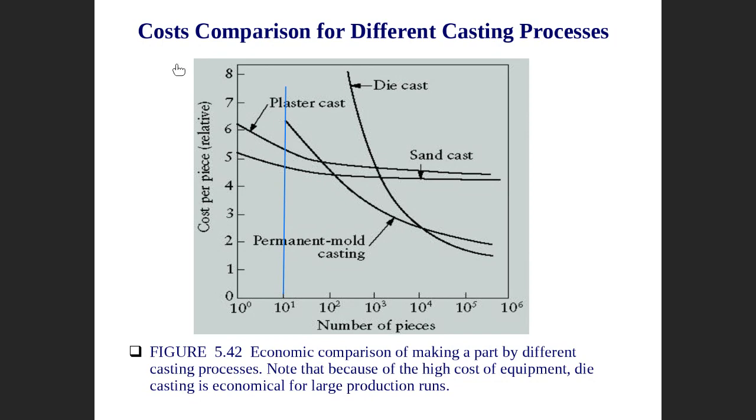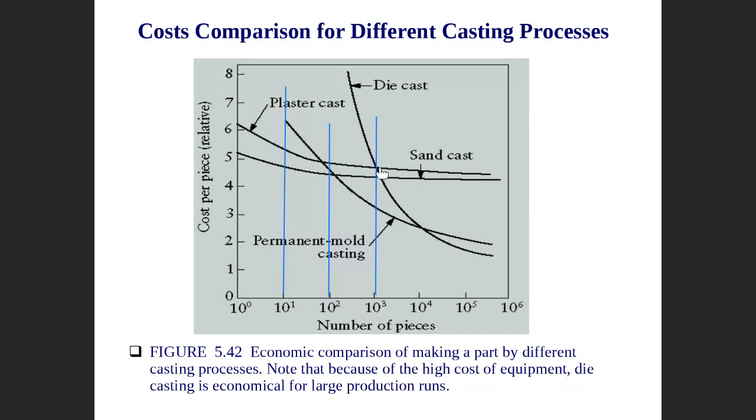But whenever you increase the number of pieces, you can see that if you'd like to manufacture 100, you can still use either permanent mold, or sand casting, or even plaster casting. But if you increase the number of pieces to 1000, you can see that permanent mold is the solution.